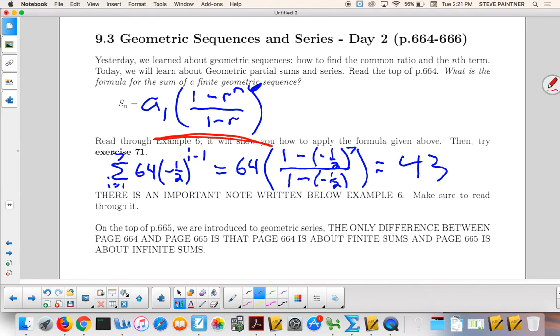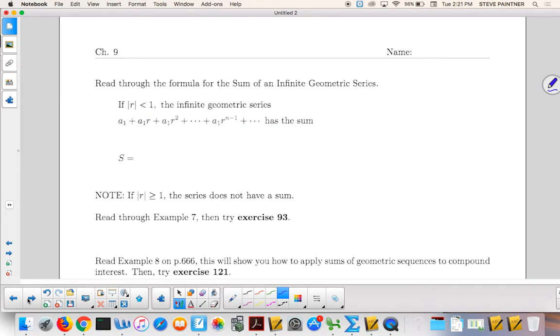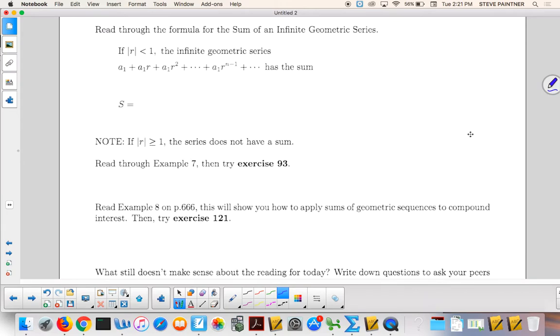So you want to make sure you write this down, and I'm going to give you a sheet tomorrow in class where we'll have all the formulas on it. Okay, so that's partial sums. The second big thing in day 2 is infinite sums. So for this one, your formula is going to be just a sub 1 all over 1 minus r.